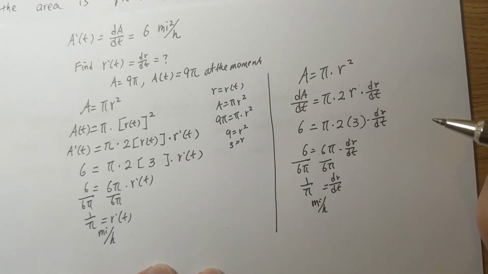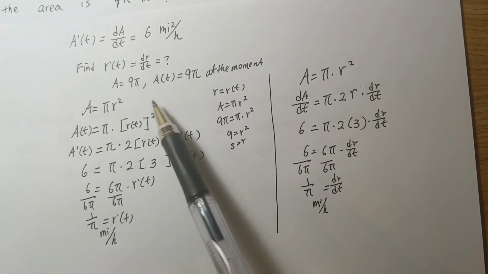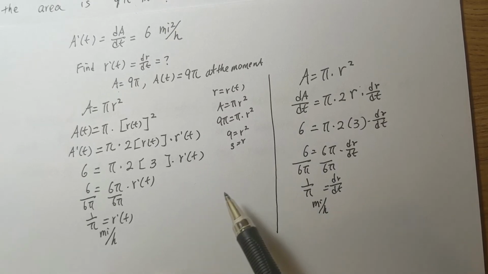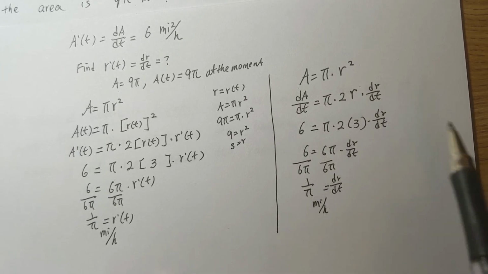So we got the same answer. So there are two sets of different notation. You can stick with this way or this way. On the AP exam, we don't know which one they want you to see, but it's good to know both.